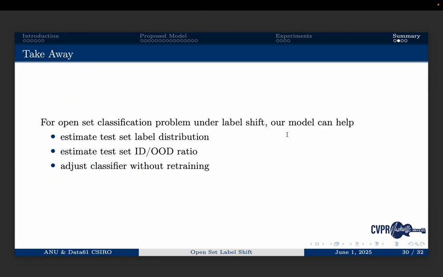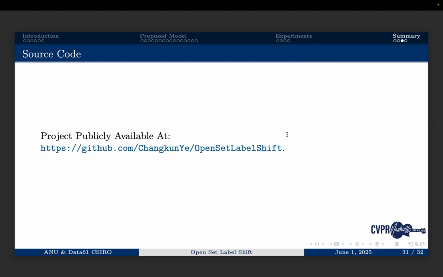To summarize, if you have an open set classification problem and you are having label shift problems, then our model can help to first estimate the test set label distribution, estimate the test set ID versus OD ratio, and finally adjust the classifier to the target domain without retraining. Moreover, our model is feasible for any out-of-distribution detector. Our source code is publicly available at this link.